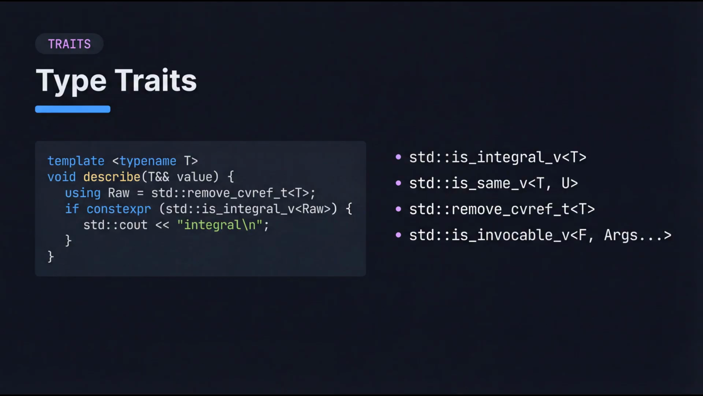In this example, we use remove_cvref to get the raw type, then if constexpr with is_integral to branch at compile time. Type traits give you the building blocks for writing type-aware generic code.